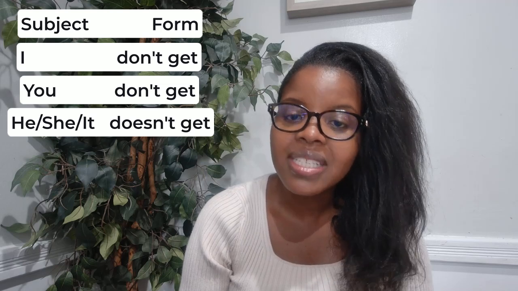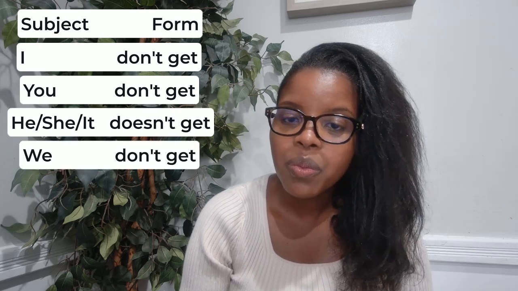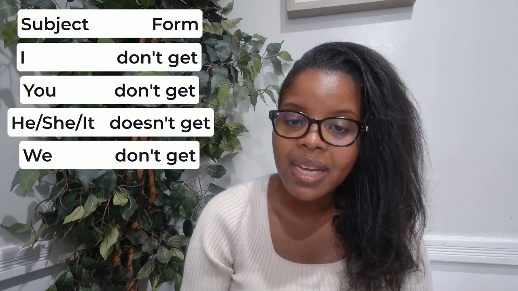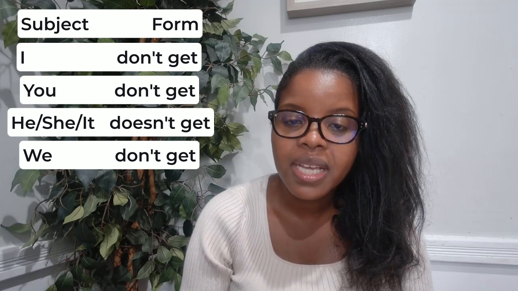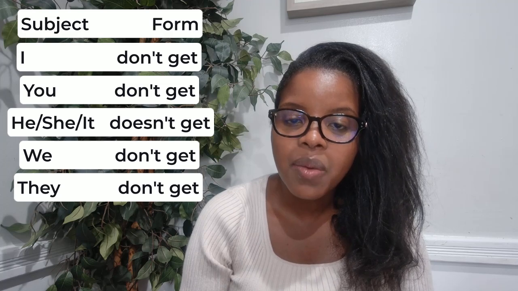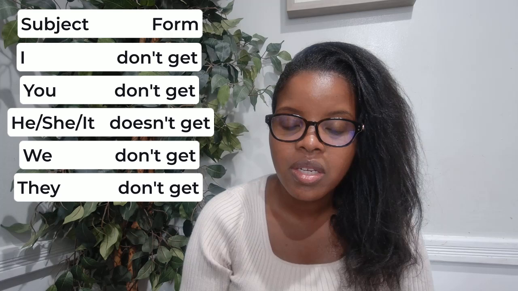For this section, we're going to say doesn't. So he, she, it doesn't get. Notice that the verb get is staying the same. What we're changing is the don't into doesn't. All right? He, she, it doesn't get. To continue, we have we, and we're going to go back and use we don't get. And finally, we have they, and we're going to say they don't get. All right? So we're going to try some examples where we look at some sentences using the negative form.